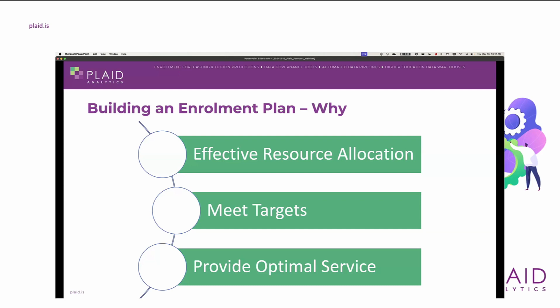Enrollment plans also matter for providing optimal service to your learners. So if you can better plan for where your students are going to be and when in their academic careers, you can ensure that there are things like enough academic advisors to meet with your students, or ensure that there's support for students for whom English is not their first language.